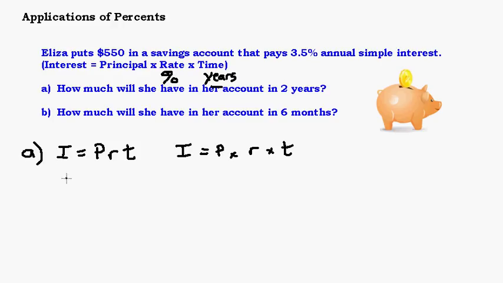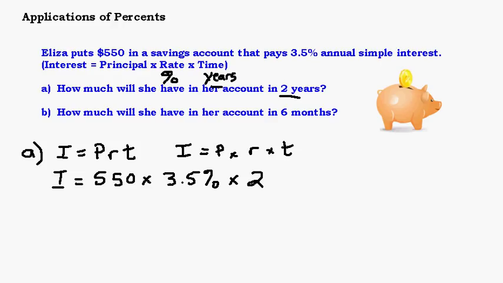In this case though, we're going to get interest, we're not going to pay interest. How much interest are we going to earn? That's what we're trying to figure out. Well, we take the principal, which is how much Eliza put in the bank, $550, times the rate, which is 3.5%, times the time in years, which is 2 years. That's all we have to do. It's a pretty straightforward problem. We're just going to multiply these things together.